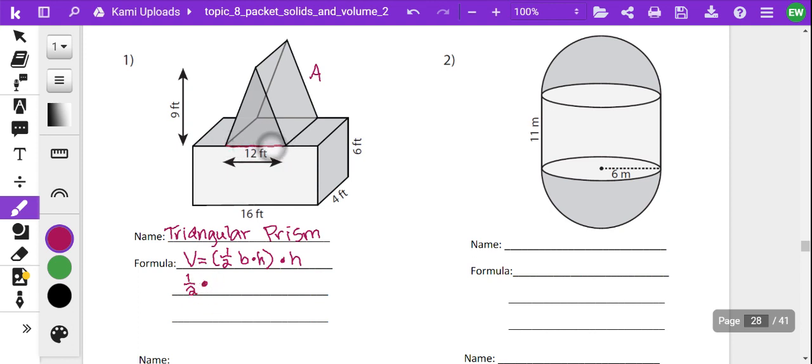It looks like the base is labeled here as 12 feet. Times 12 feet. The height of my triangle is right here. That's 9 feet. Times 9 feet. And then the height of my entire prism is going to run this way right here. I can look down at the bottom of my rectangular prism and see this is 4 feet.